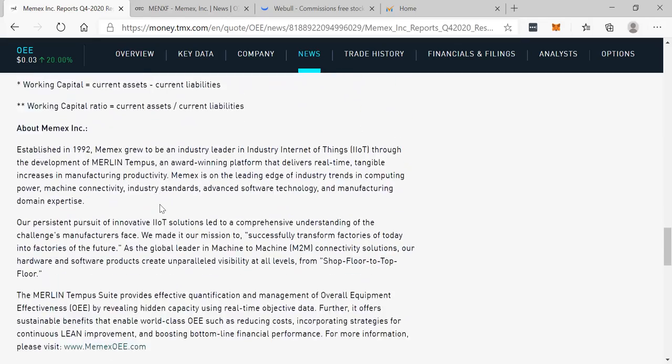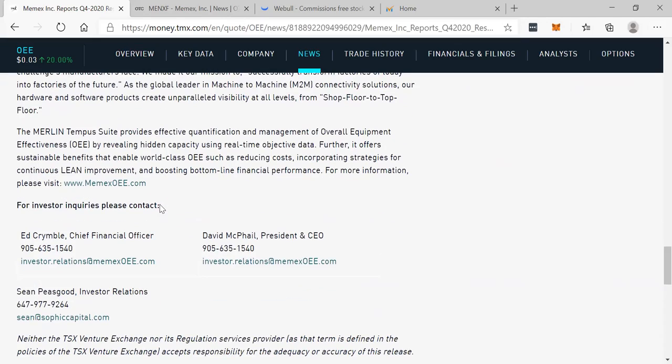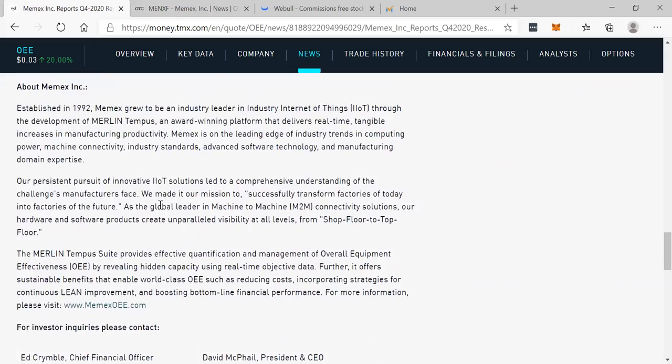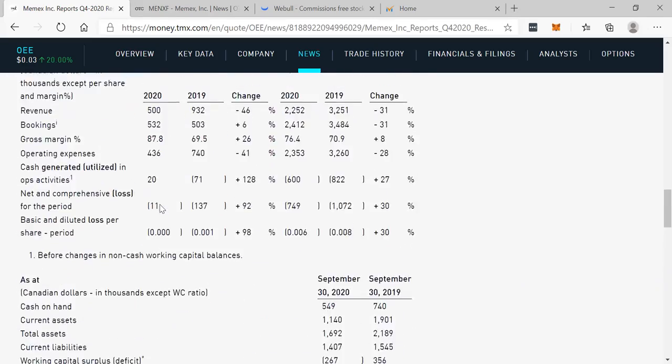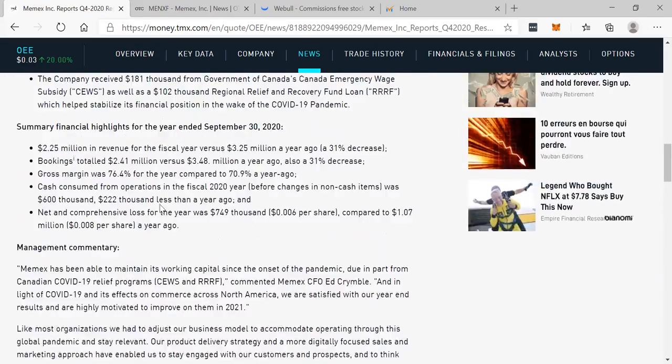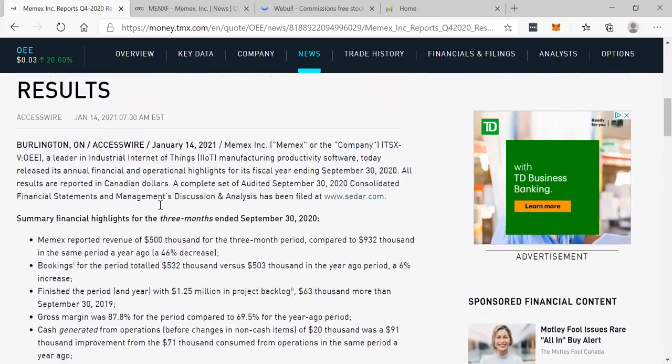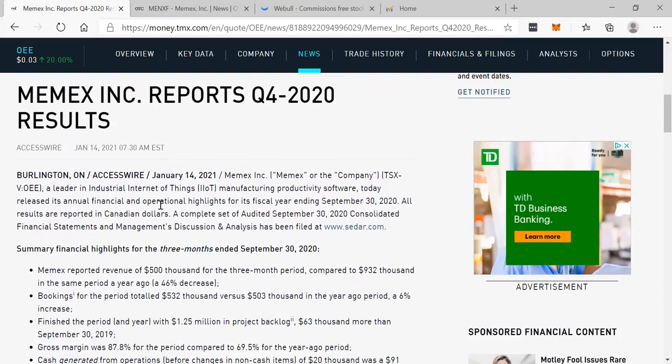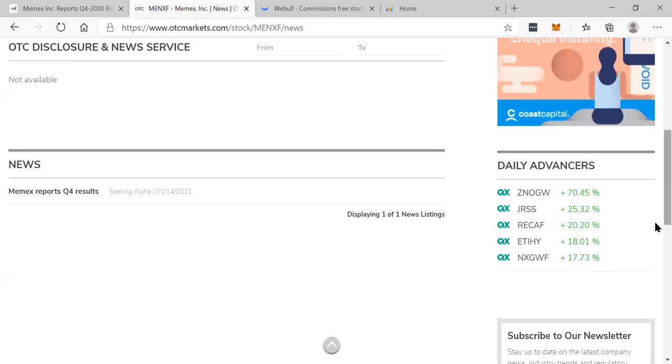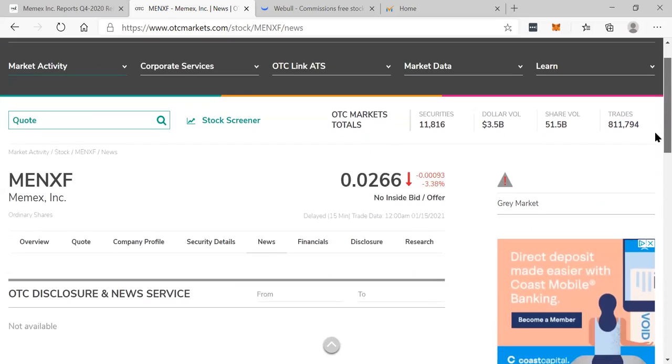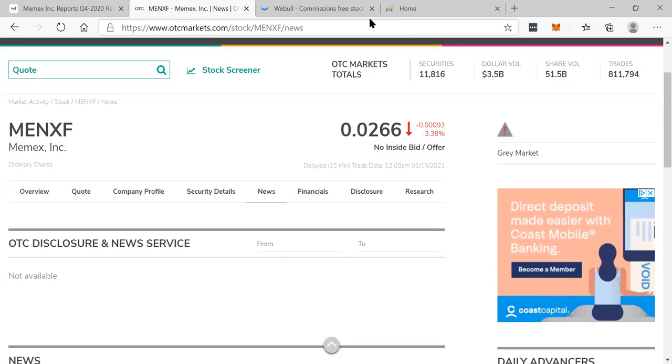Okay. I'd love to know your opinion on this. OEE in Canada, MENXF in America. I'm the first one ever to talk about the stock, I'm sure. Once again, we bring you the winners and we bring them to you first. Shout out to Alberto Ramos for bringing me this pick. And our members are now starting to position themselves in case this starts to rocket. If it does, congratulations to all members.